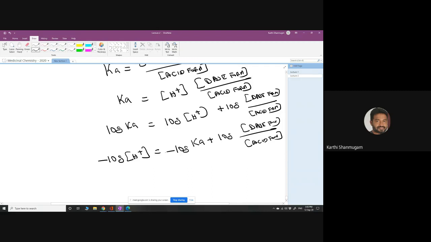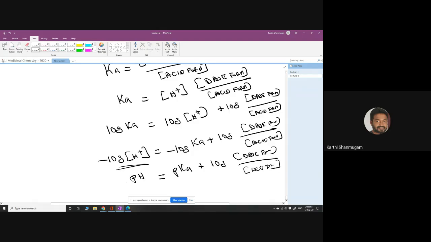Purposefully I can also make some mistake intentionally. You have to tell whether this is right or wrong. So what is negative log hydrogen ion concentration, H plus ion concentration? pH, right? So we can rewrite this as pH is equal to negative log of K, which is pKa, so we just got the pKa here, plus log of base form over acid form.